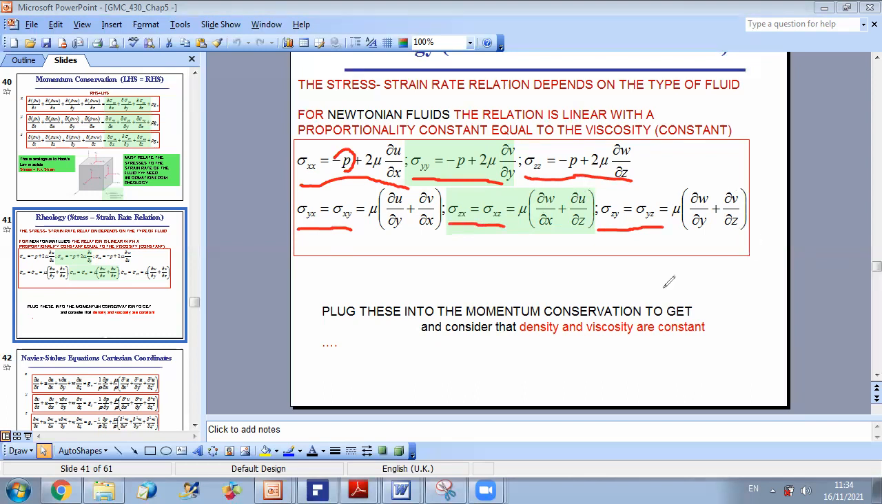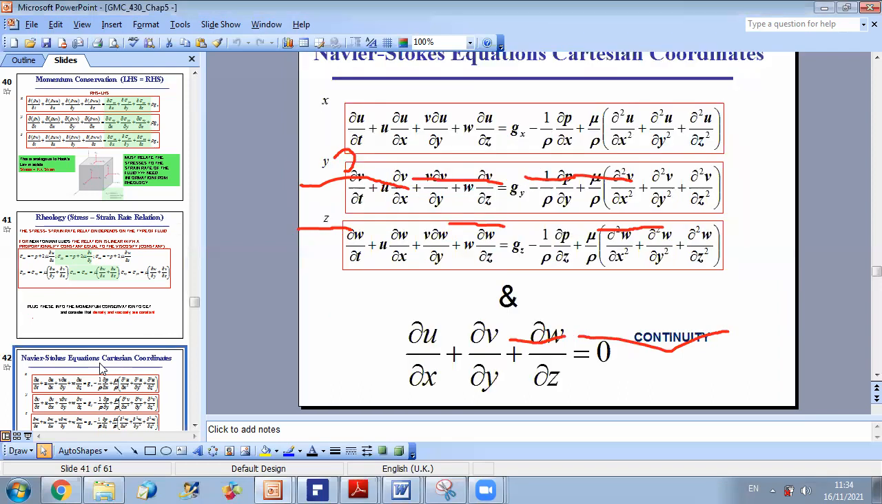Okay. Now we will plug into the momentum conservation equations these relations between the stresses and the stress strain rate. And we will consider cases of incompressible fluids, so density is constant and viscosity is constant. And this will give us the famous Navier-Stokes equations. Okay, so Navier-Stokes equations, the equations presented here, can only be applied for a Newtonian fluid that is incompressible.